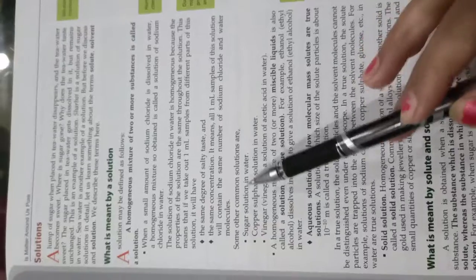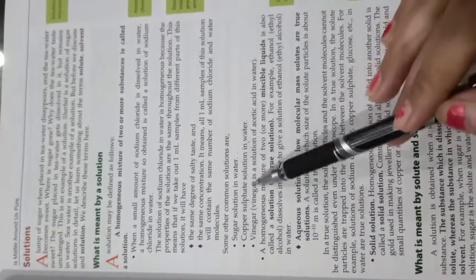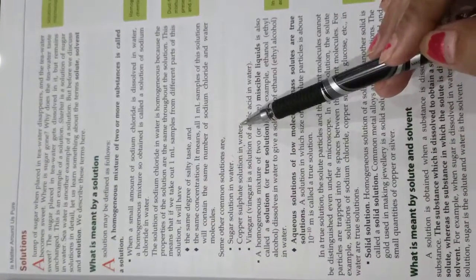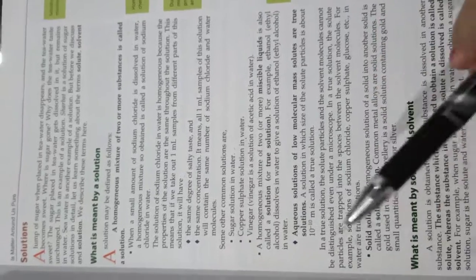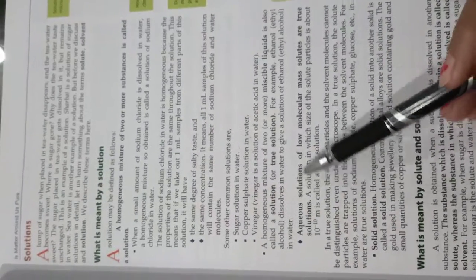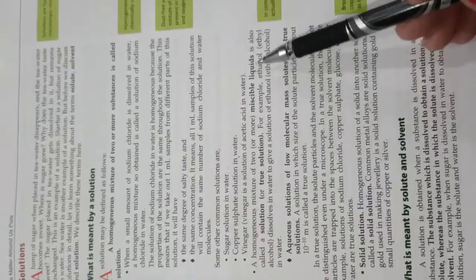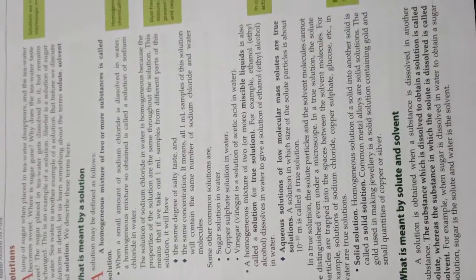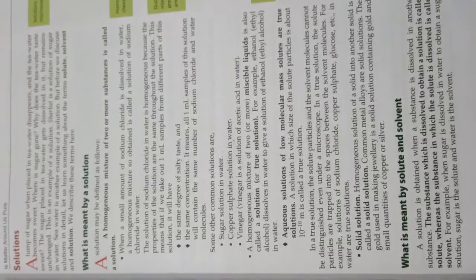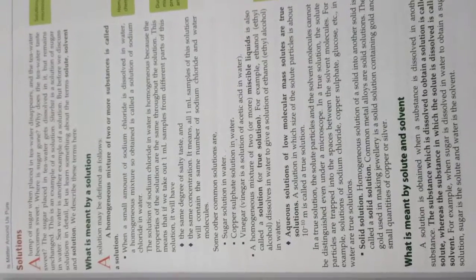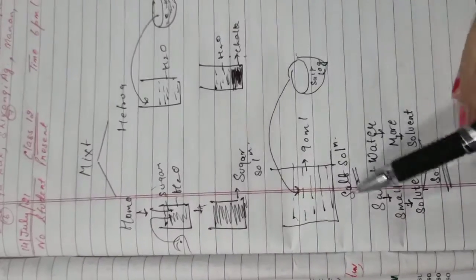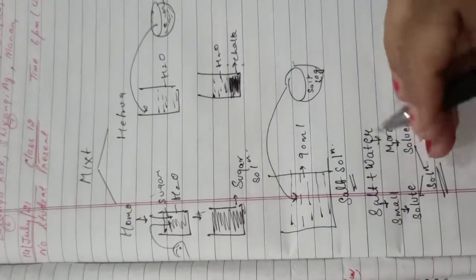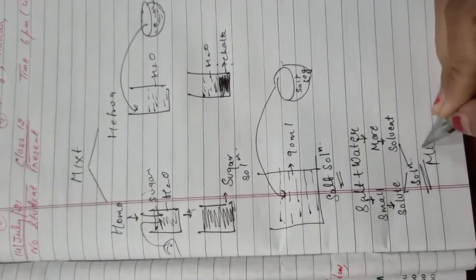Some common solutions are there. It is written here: copper sulfate solution, which is blue in color; vinegar solution, which is acetic acid, we can say. Homogeneous mixtures are of two miscible liquids. Now, like sugar and water. When we are mixing, this is called miscible. This is called a miscible liquid.